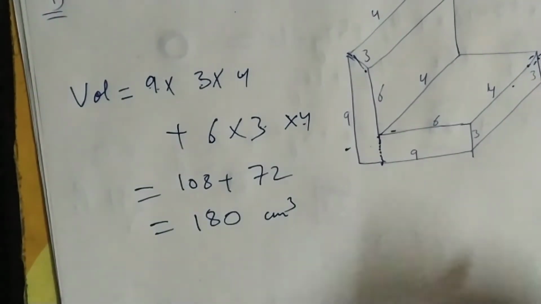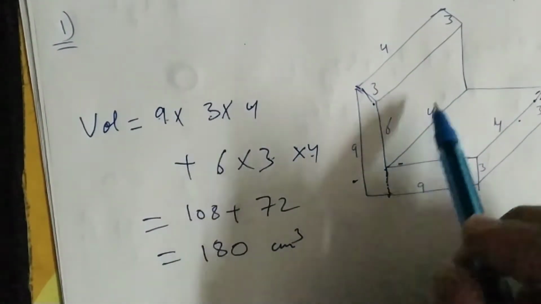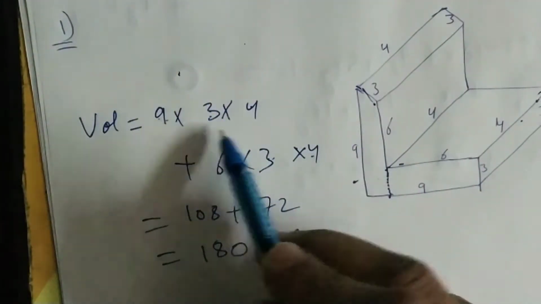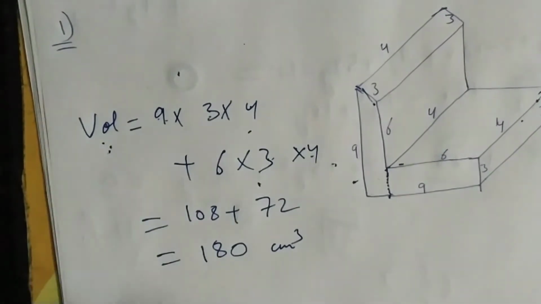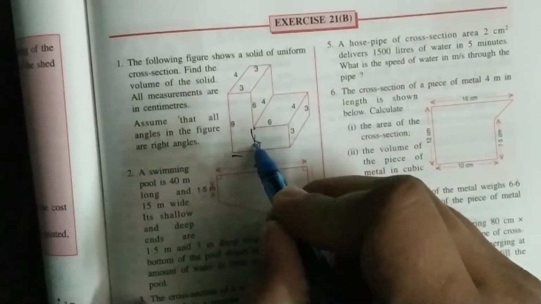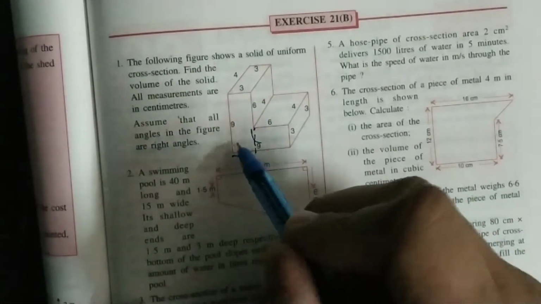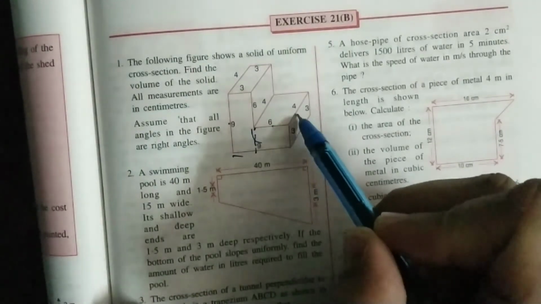centimeter cube. You can write it this way: we split this particular figure into two cuboids, so the volume of cuboid 1 plus the volume of cuboid 2 is the volume of this particular solid. We just split it, we have cut from here. If this is 6, this will also be 6. This is 3, this is 3. 9 into 3 into 4, 6 into 4 into 3.